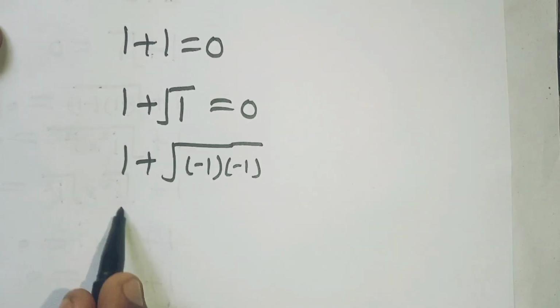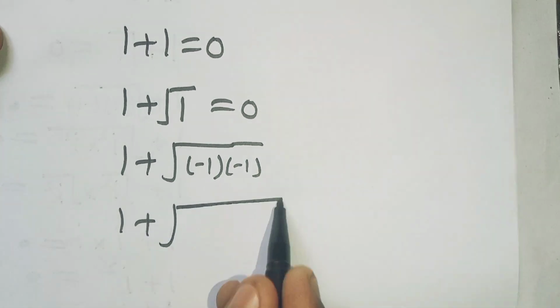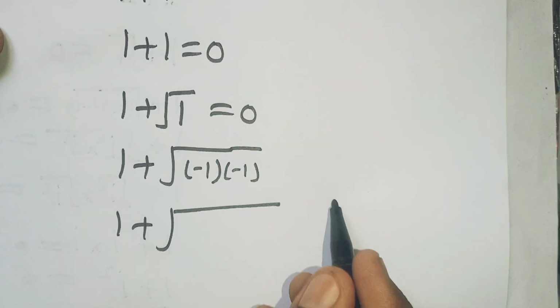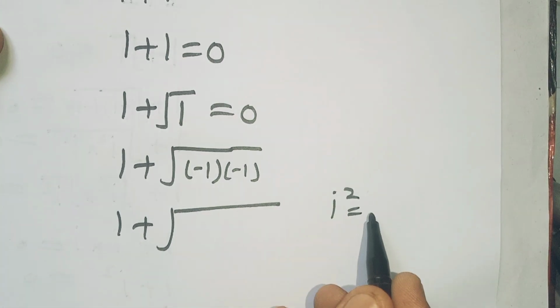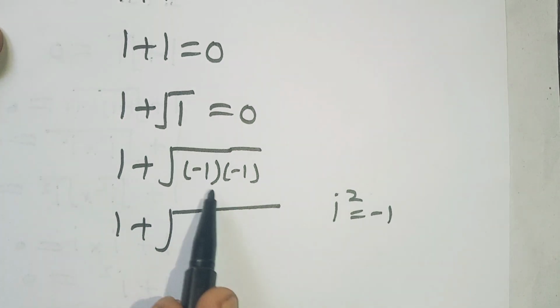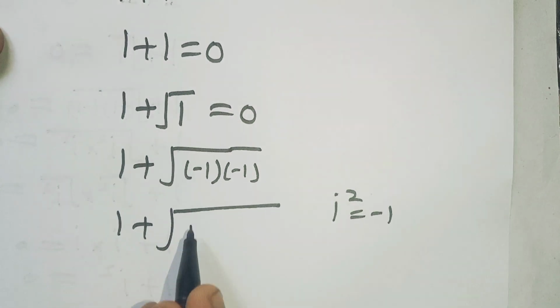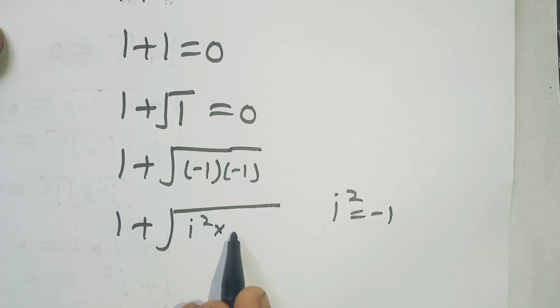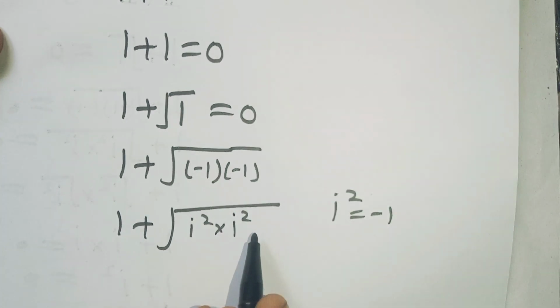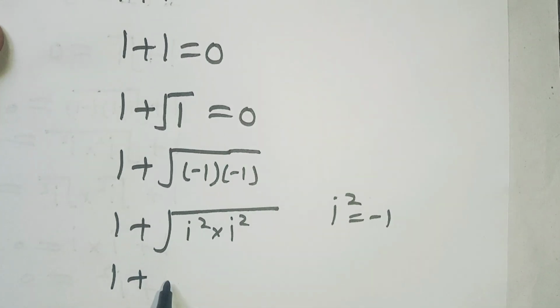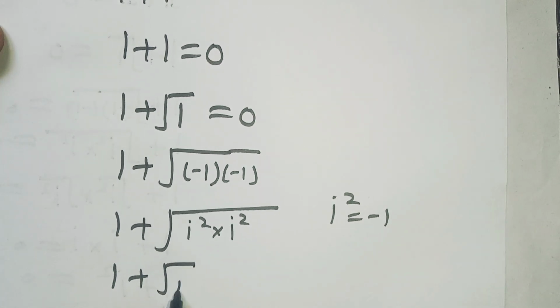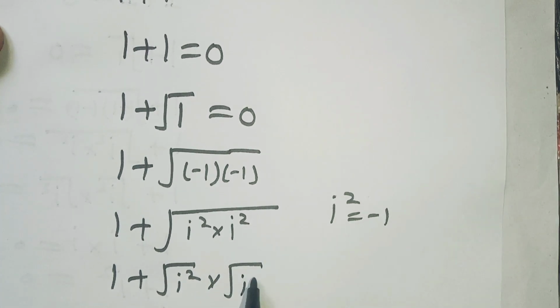Okay, so 1 plus square root, we all know that iota squared equals minus 1. So minus 1 equals iota squared, put here iota squared into iota squared. Okay, now 1 plus this one I can also write as square root of iota squared into square root of iota squared.